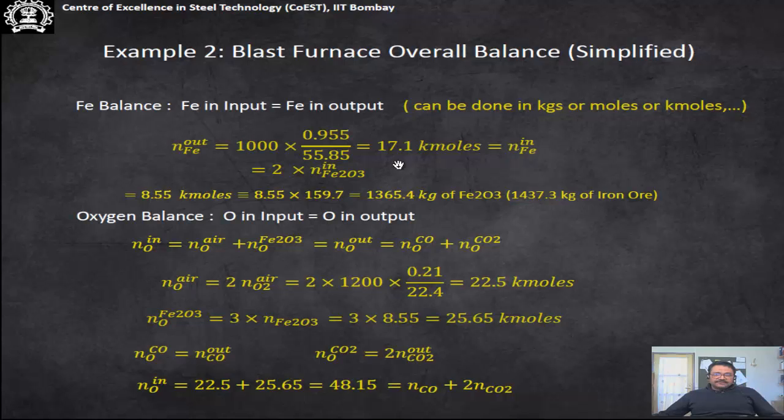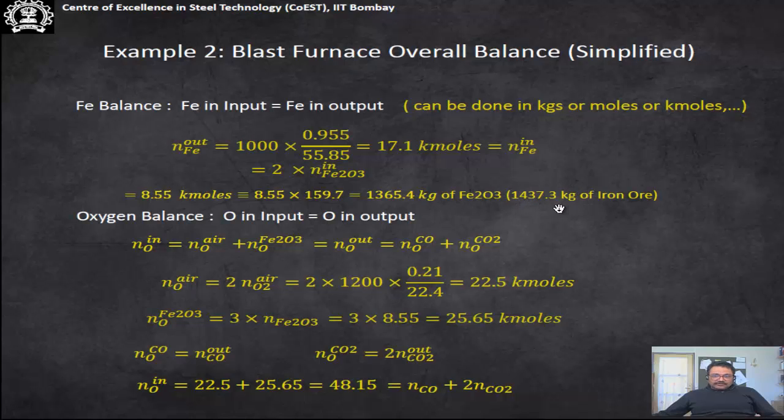Now we know the molecular weight of Fe2O3, so hence you can calculate the weight of Fe2O3. And since the iron ore contains 95% Fe2O3, the ore amount has to be this divided by 0.95, which is 1437.3 kg of iron ore.